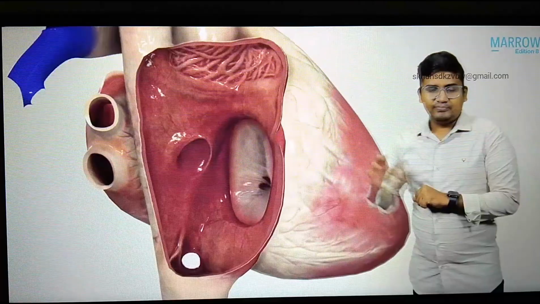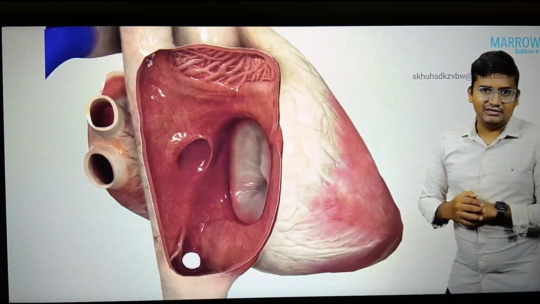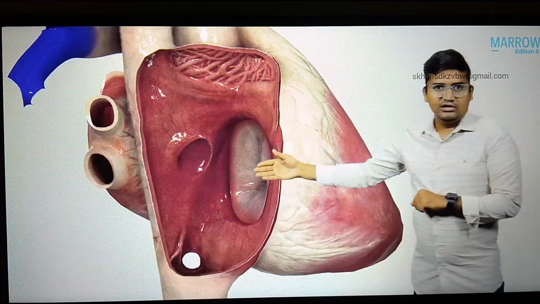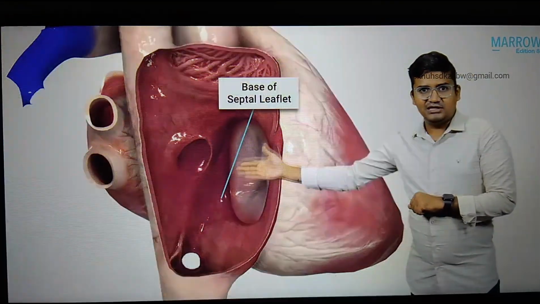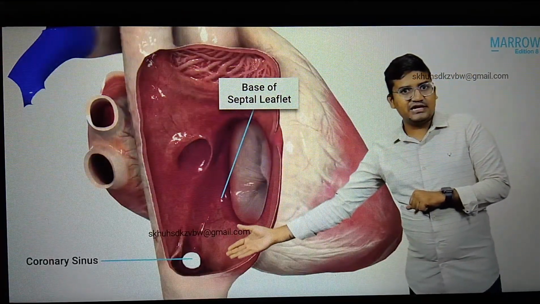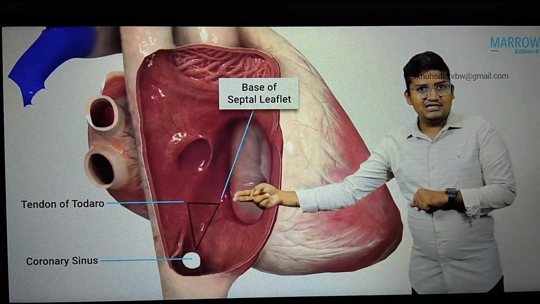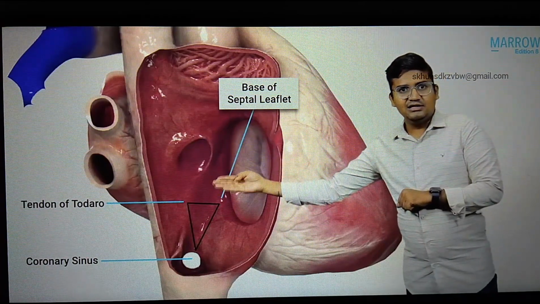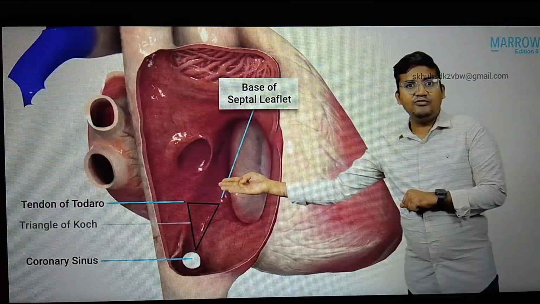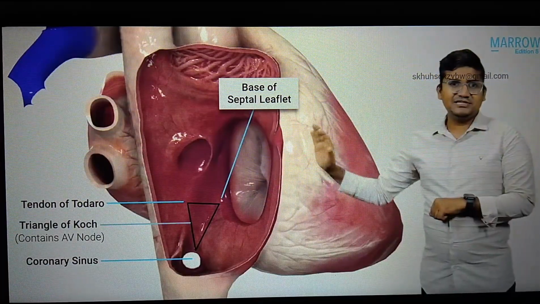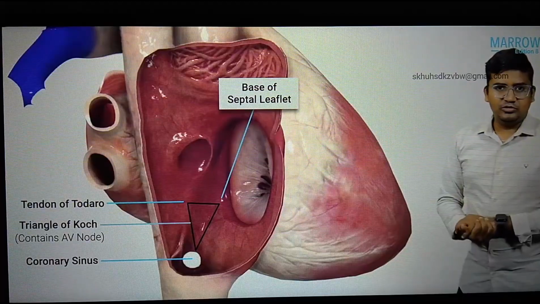We also come to septal wall. Now last one in the right atrium, we're going to see one triangle. The triangle is called the triangle of Koch. Now that is the base of the septal leaflet, and that is our coronary sinus opening, and that is our tendon of Todaro. Now, if you connect these three points, we'll get one triangle. The triangle is called triangle of Koch. Triangle of Koch contains AV node. These are the basic points you have to know about the right atrium.